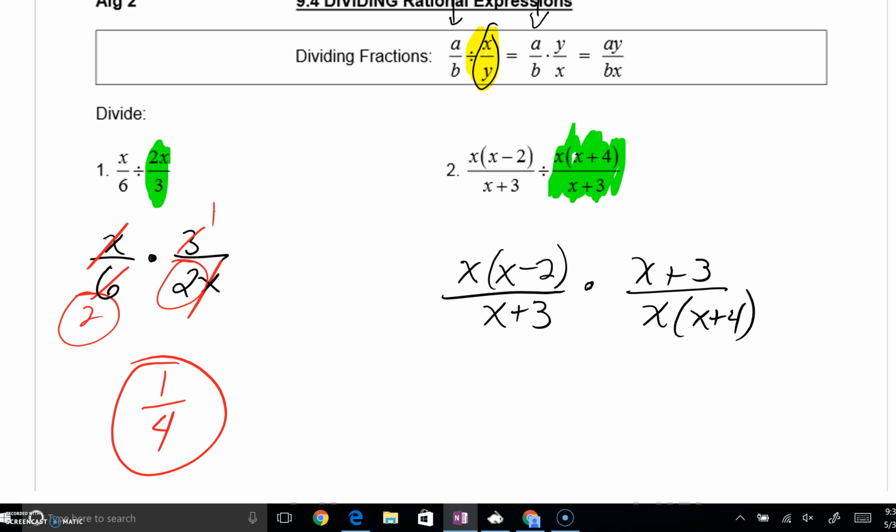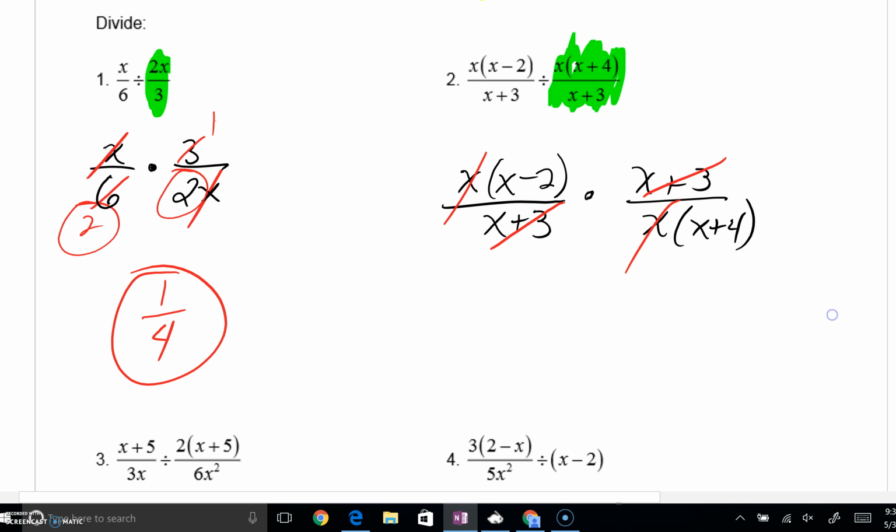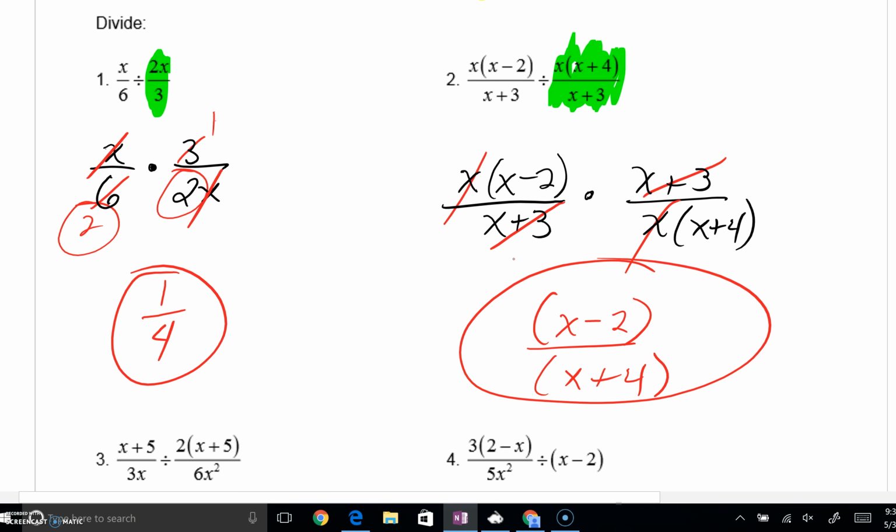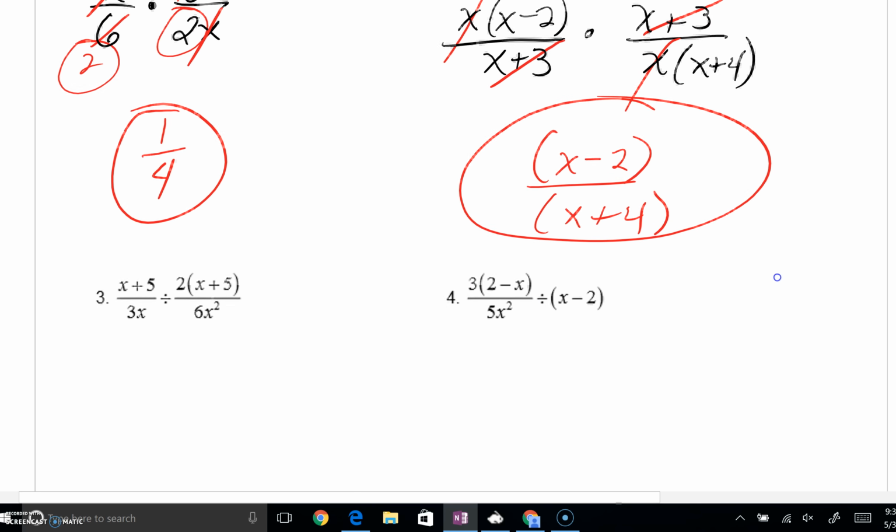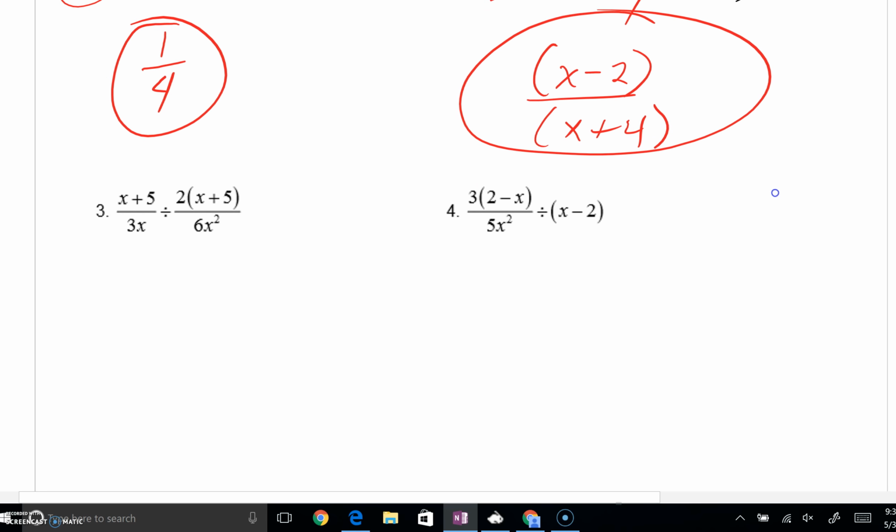What do you think would cancel out here? The x plus 3's, I heard somebody say, you're absolutely right. Anything else? The x's, there's one x up on high, one x down below. What are you left with? X minus 2 all over x plus 4. You are done. So this tends to be what you're going to be doing time and time again.